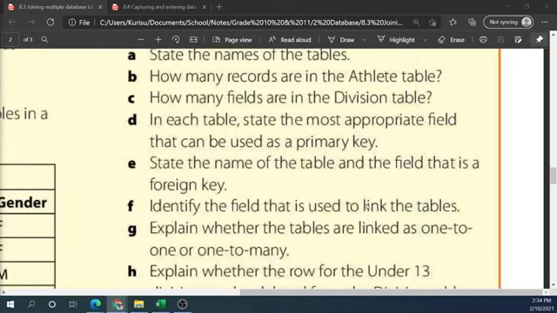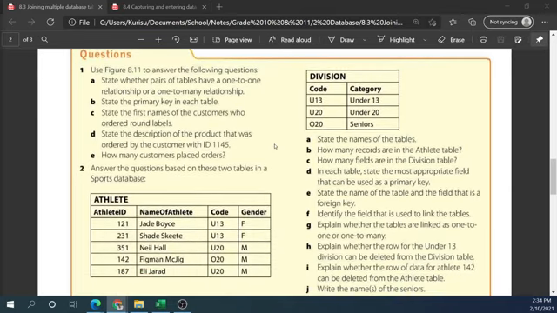So F, identify the field that is used to link the tables. What field is going to be used to link the tables? Xavier? Xavier? Yes, sir. Sorry, my mic wasn't working. Okay, where are we? F?